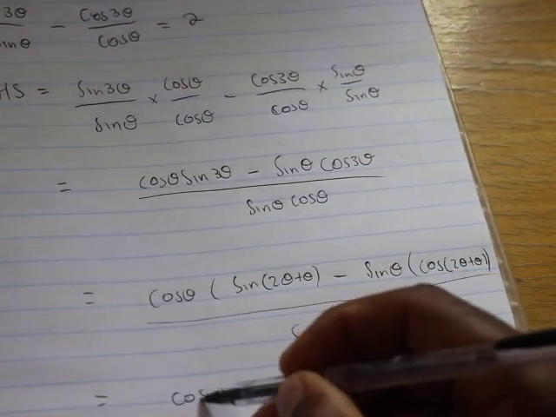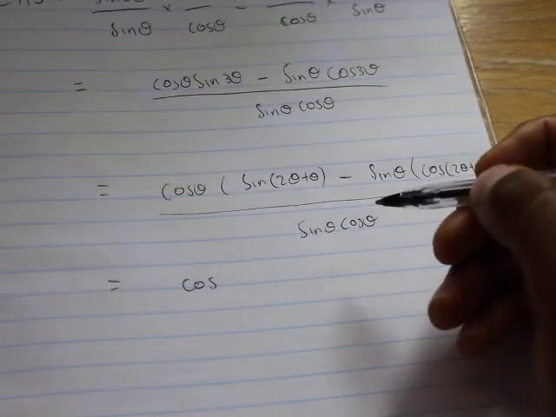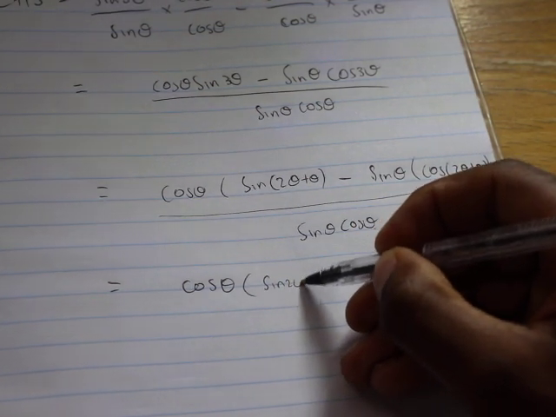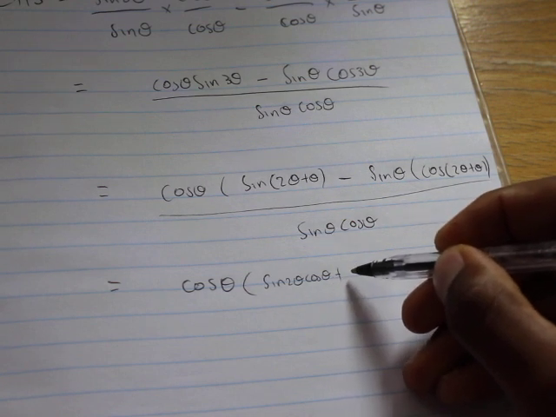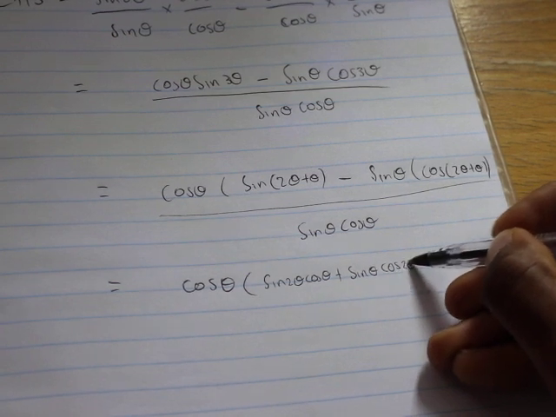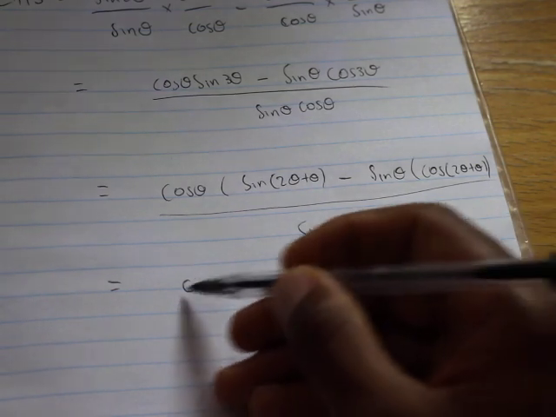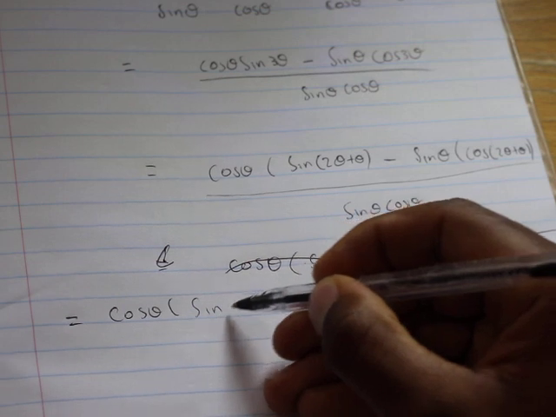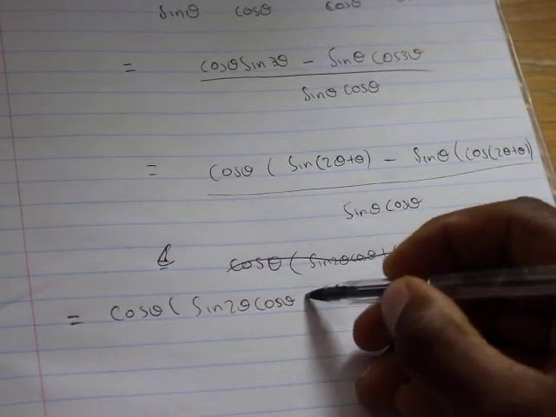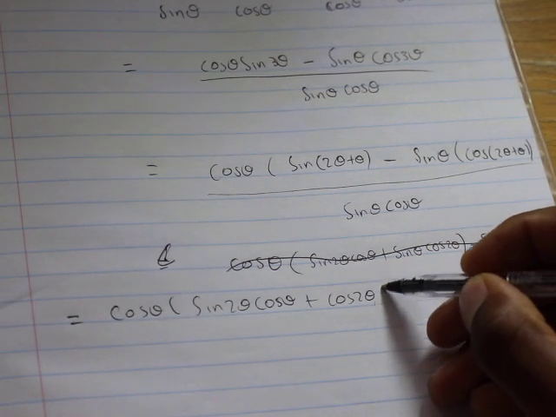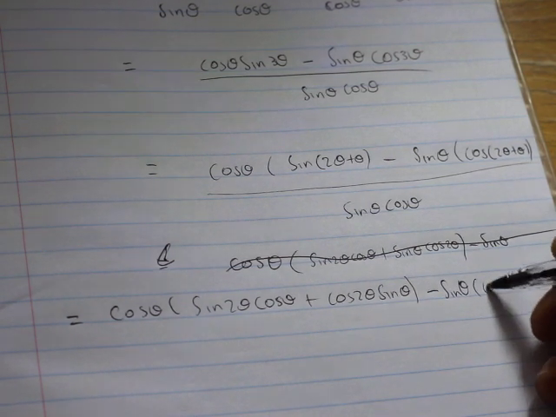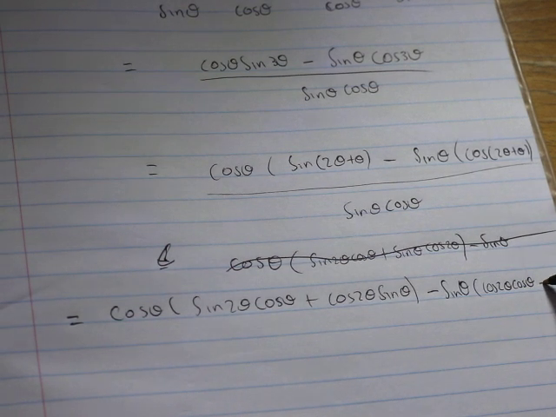Cool, let's quickly expand. You guys will definitely be able to complete this. I mean, the problem is almost done. So now in the numerator, we've got cos theta into sine 2 theta cos theta plus cos 2 theta sine theta, and then minus sine theta into cos 2 theta cos theta minus sine 2 theta sine theta.